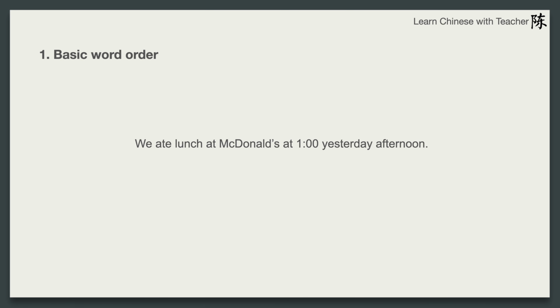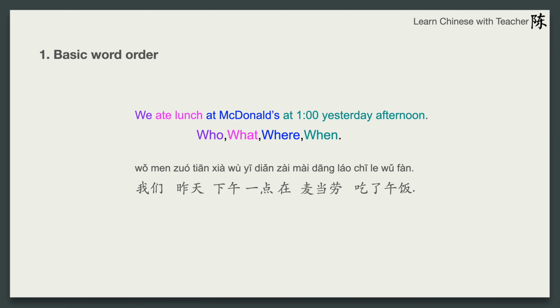First, basic word order. Here is an English sentence. We ate lunch at McDonald's at 1 o'clock yesterday afternoon. The word order of an English declarative sentence is usually who, what, where, when. Here is the Chinese translation of the English sentence. 我们昨天下午1点在麦当劳吃了午饭。Literally, it means we yesterday afternoon at 1 o'clock at McDonald's ate lunch.